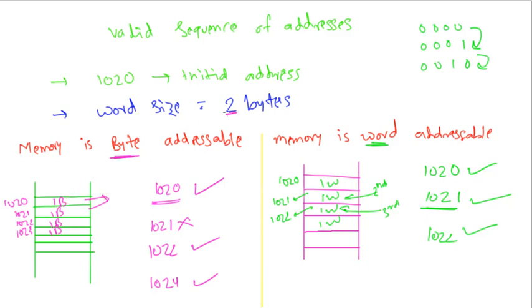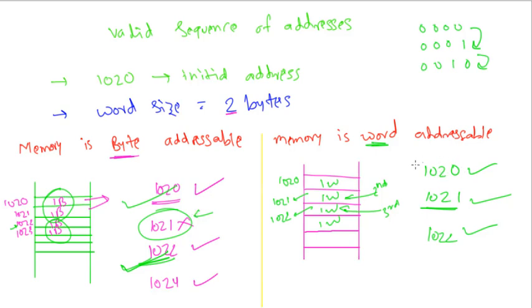If a word consists of 2 bytes, then this is my first word and this is my second word. So the address of the first word will be 1020 and the address of the second word will be 1022, not 1021, right? So this is my valid address. Why? Because this is the address of the first word, and this is also my valid address because this is the address of the second word. This is not the address of any word. This is the address of some byte, which is irrelevant.